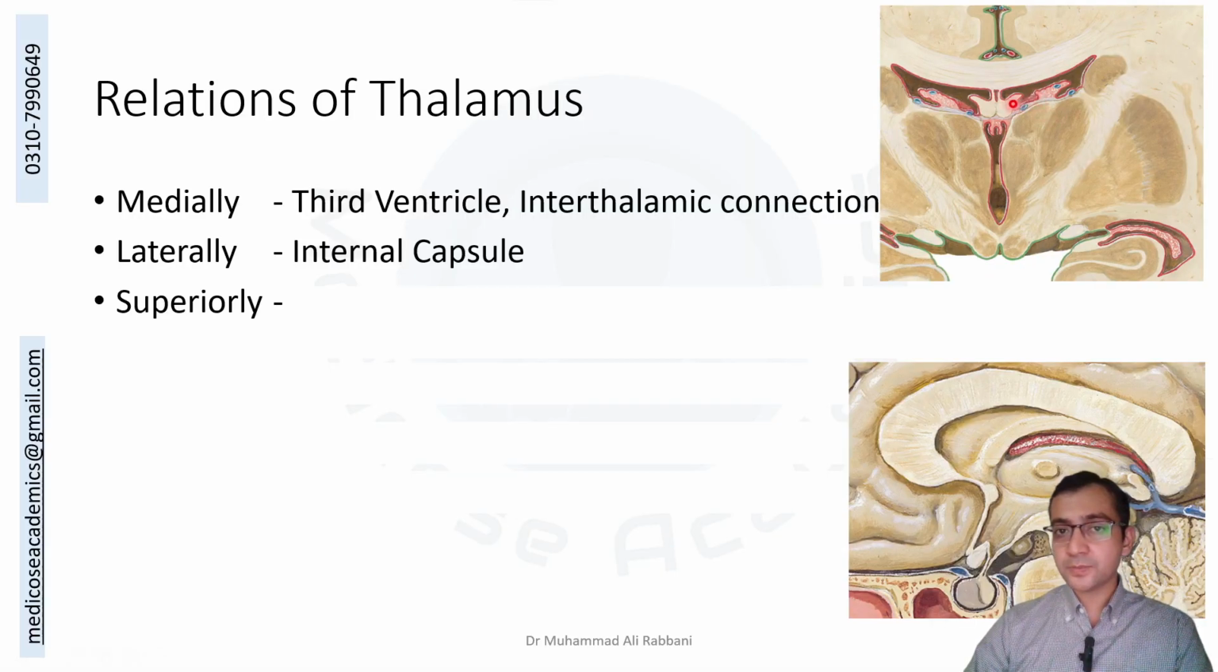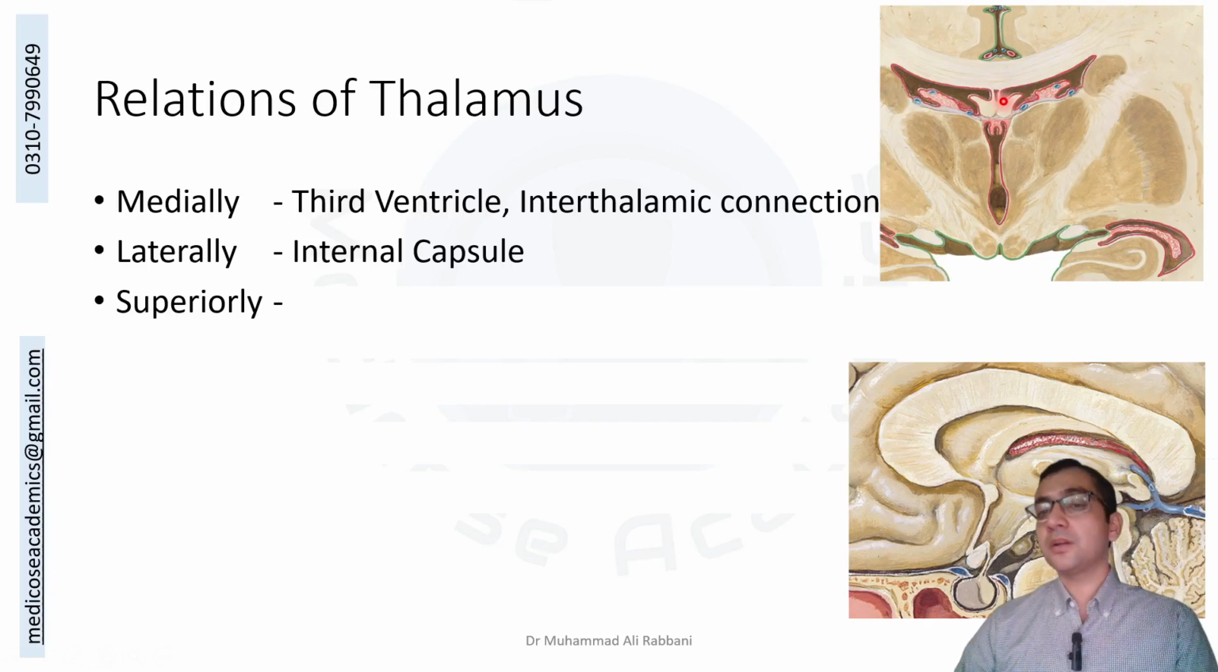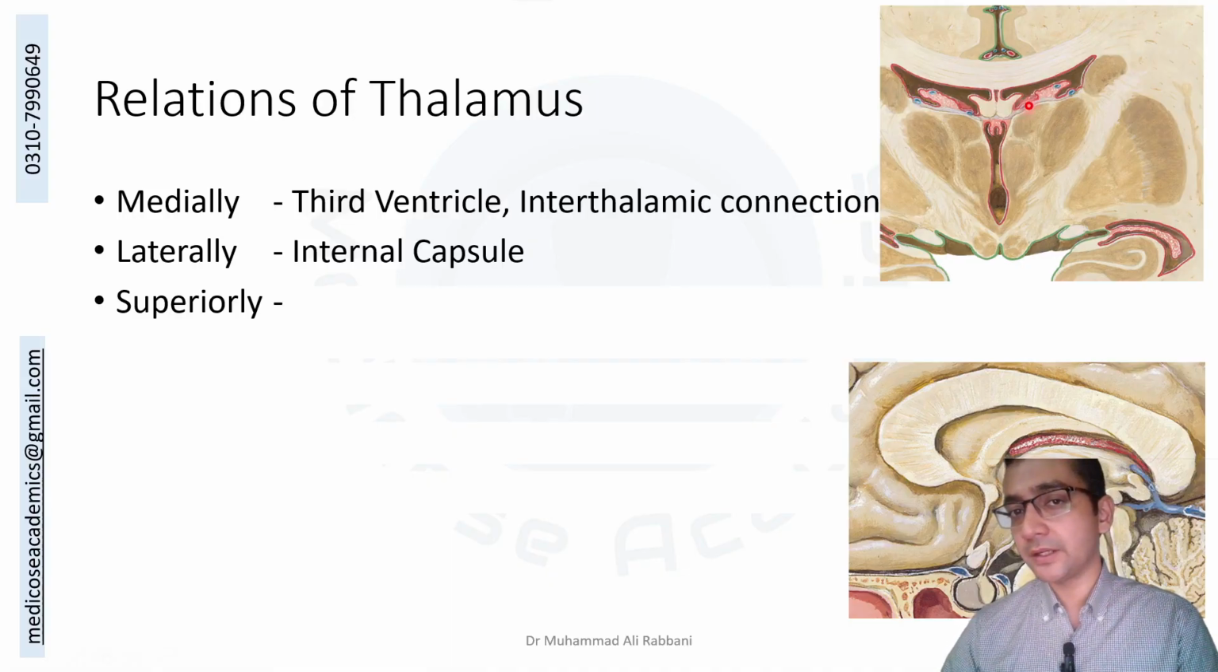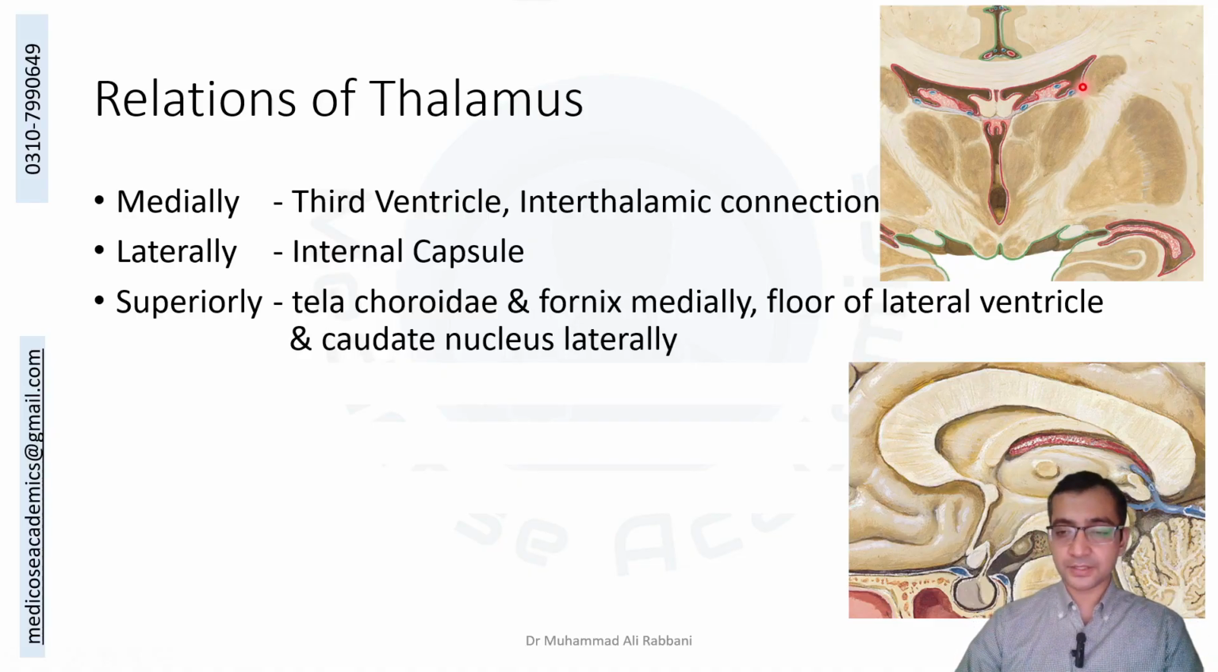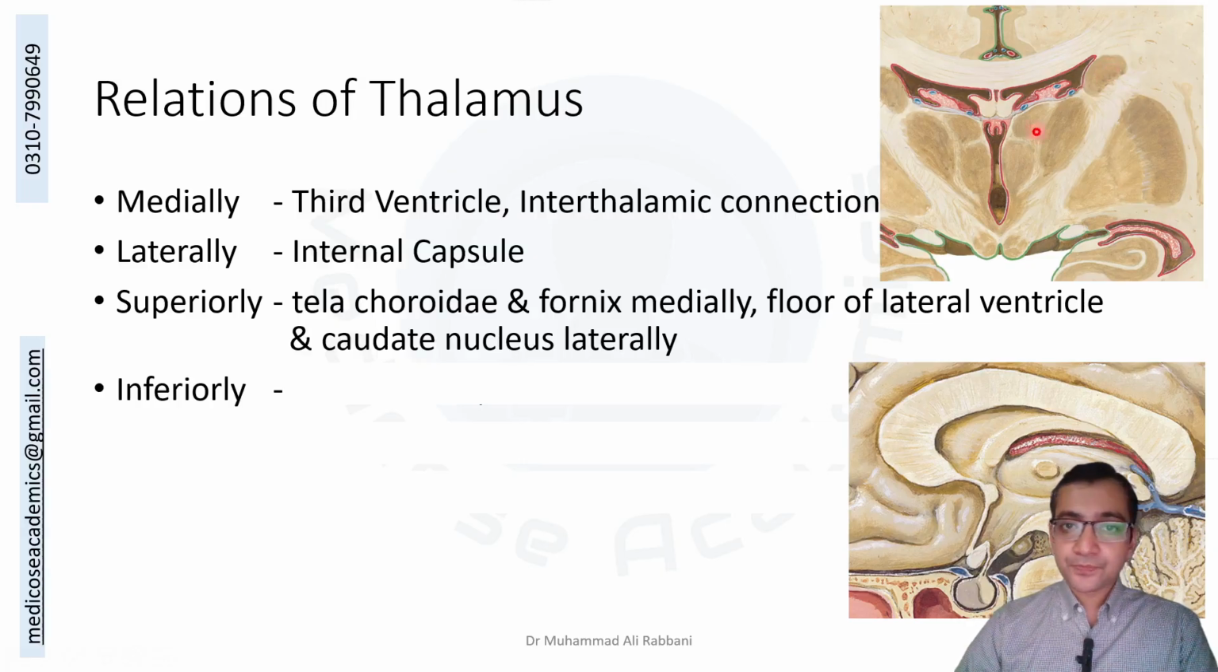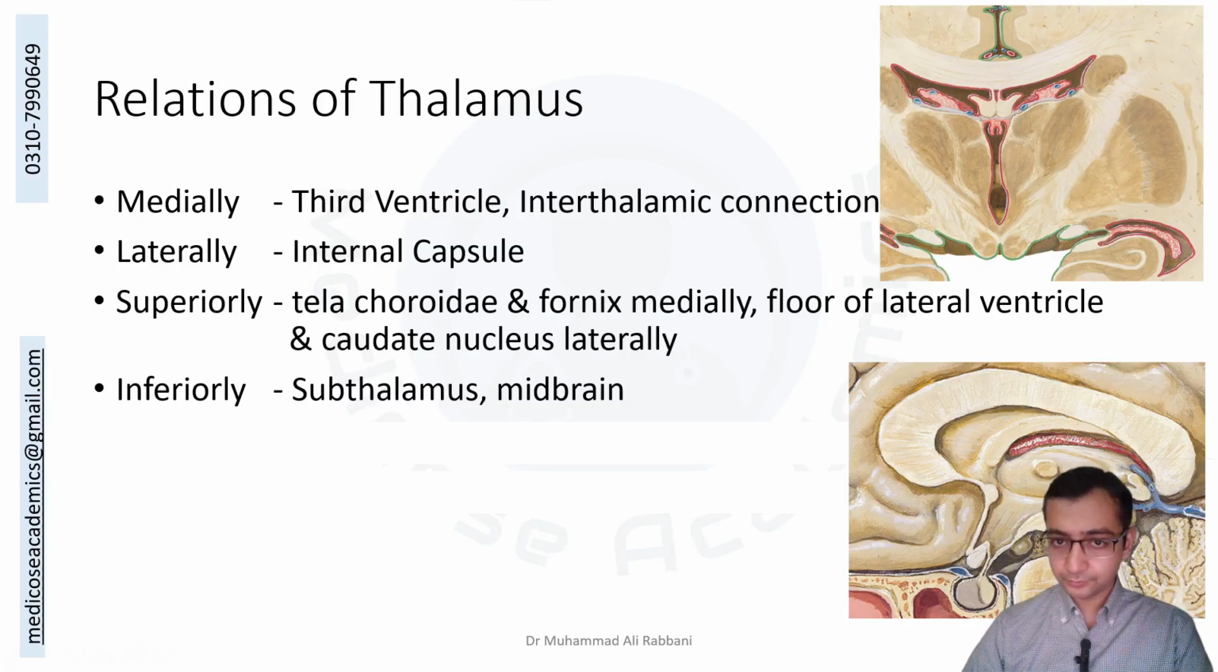On the superior aspect, from medial to lateral, choroid plexus, third ventricle, fornix, lateral ventricle body with choroid plexus and internal cerebral vein and thalamostriate vein, stria terminalis. So all of these structures are present. Most laterally, there is the caudate nucleus. Inferiorly, there is the hypothalamus anteriorly and the midbrain posteriorly. And inferolaterally, there is the subthalamus, not very visible in this picture.